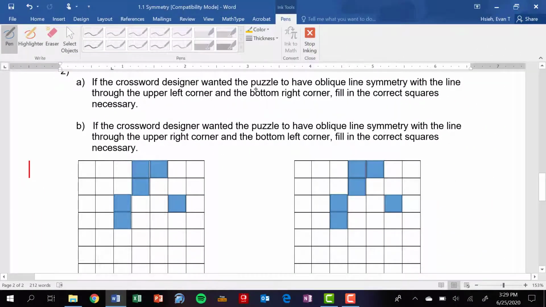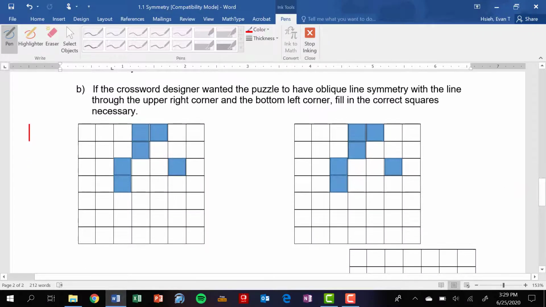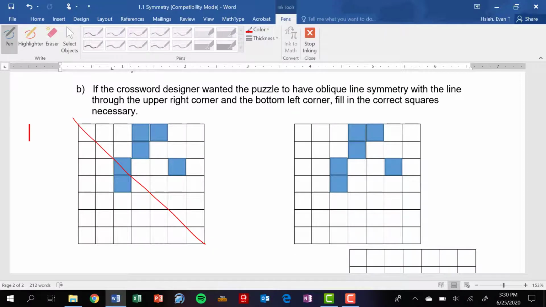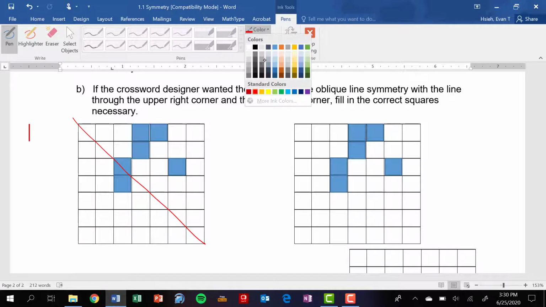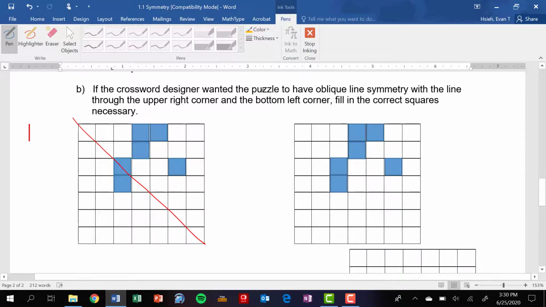Okay, so we're going to take a look at a couple more of these figures here. What I want to do on the first figure is draw in an oblique line going across like this. I want to give this thing reflectional symmetry, and reflect the blue squares and create a bunch of resulting squares.